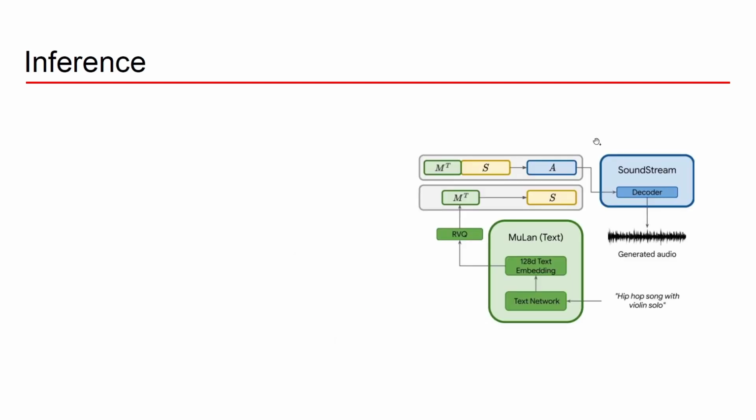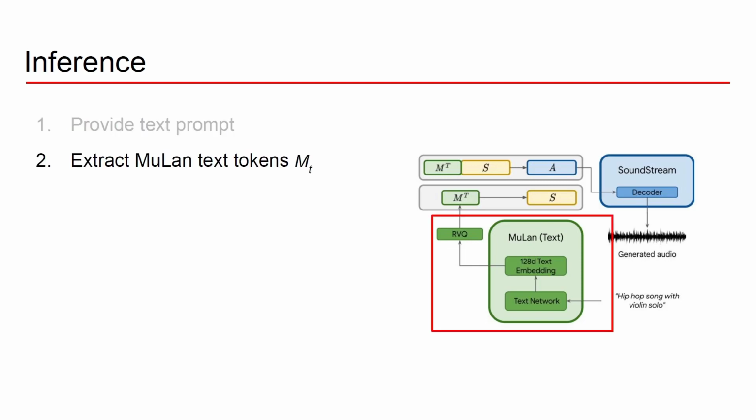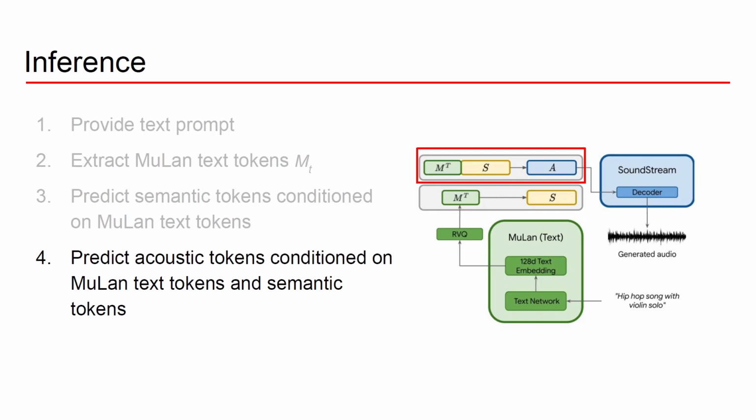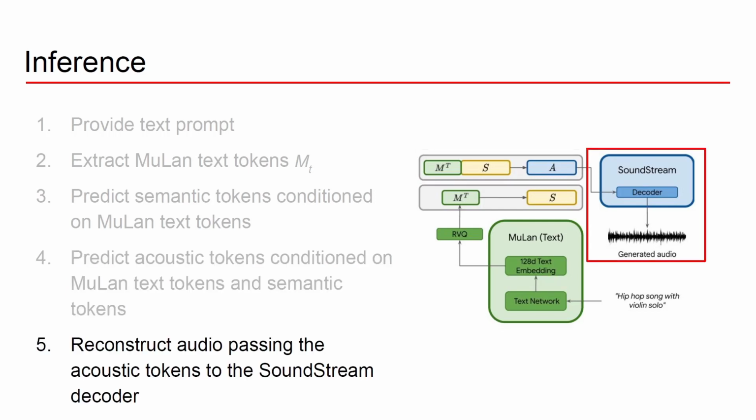Here's the inference architecture. It should be quite clear to understand how it works because you know the different components already via the training steps. Okay, the first step for running inference is to provide a text prompt. This is a music description like a hip-hop song with violin solo. We pass this text into the MuLan model and we get back text tokens, which we can pass to the semantic model in order to get the semantic tokens. Now that we have the semantic tokens as well as the MuLan tokens, we can pass both of them to the acoustic model in order to get back the SoundStream acoustic tokens. Now we have the acoustic tokens, so we can use the decoder part of SoundStream in order to reconstruct audio starting from tokens so that we end up with a waveform.